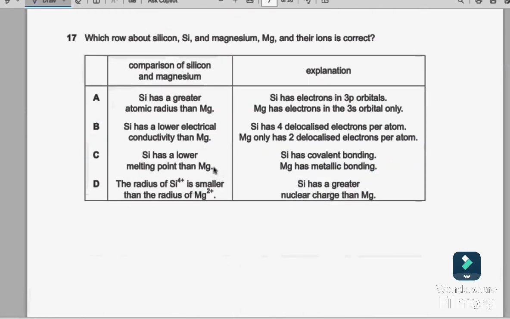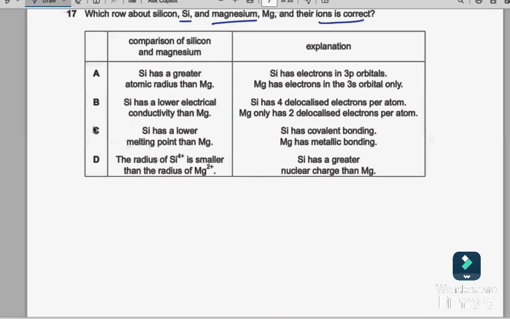Question number 17. Which row about silicon, magnesium and their ions is correct? Comparison of silicon and magnesium. Silicon has a greater atomic radius than magnesium.